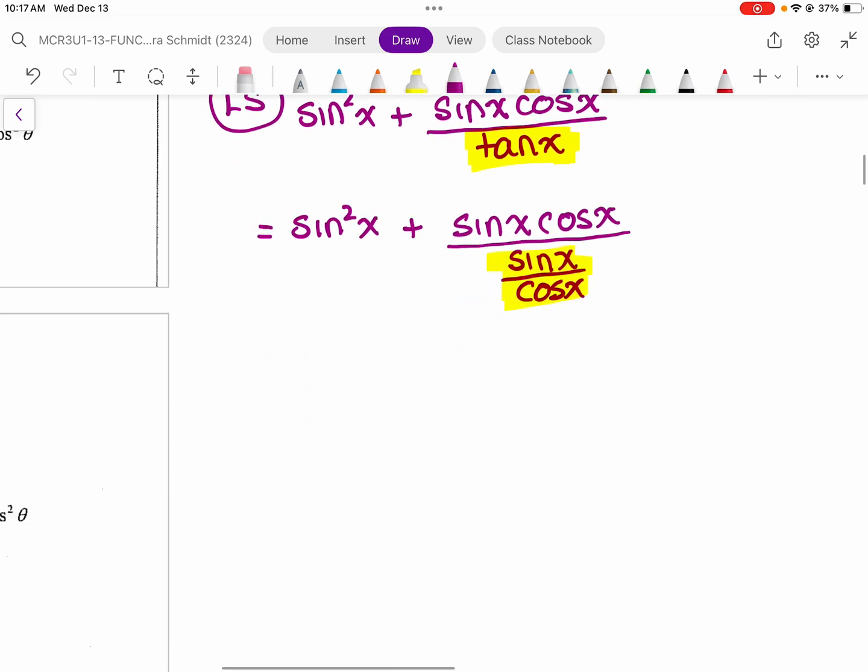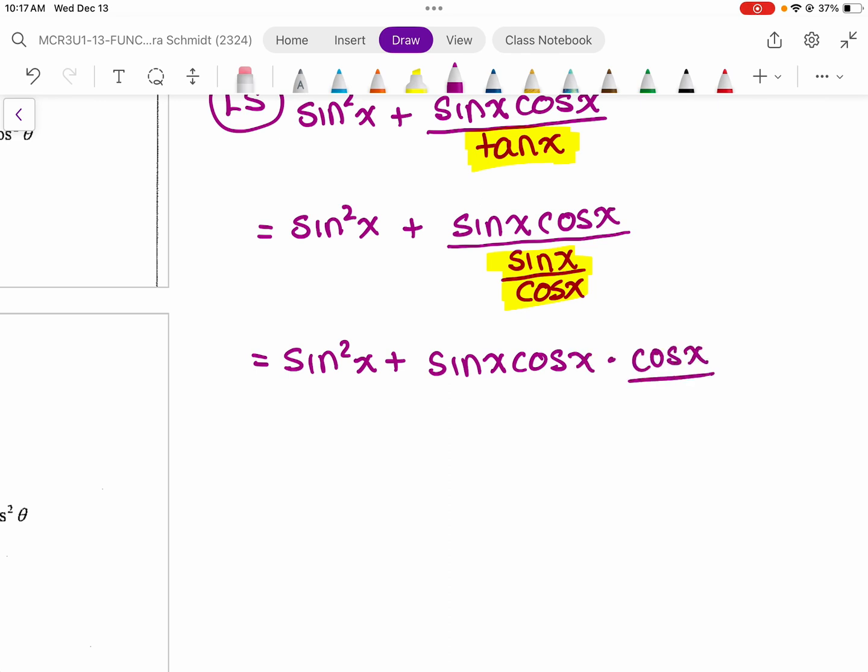And now I'm going to do like I did before: a fraction over a fraction is tricky to work with, so I'm going to write it as sine x cos x times cos x over sine x. I'm just going to highlight this because that's what happened to my denominator. I flipped it and changed this division to a multiplication. Now I can see that I have a sine x in my numerator and a sine x in my denominator, so I can cancel those out.